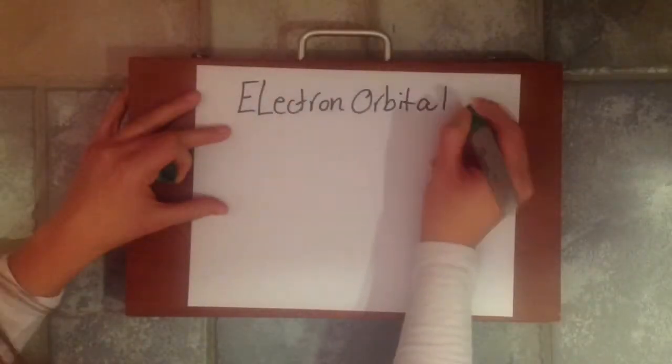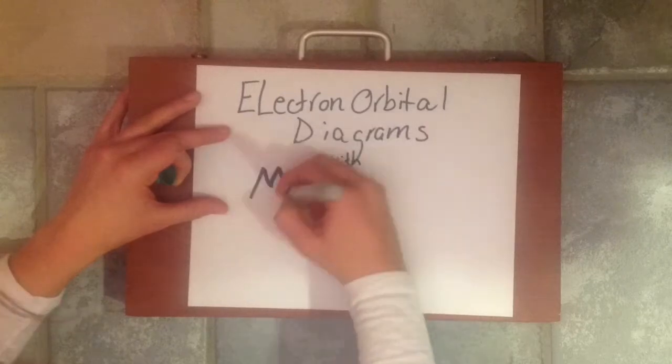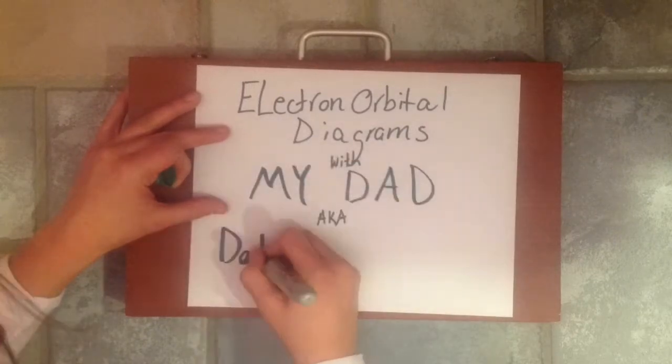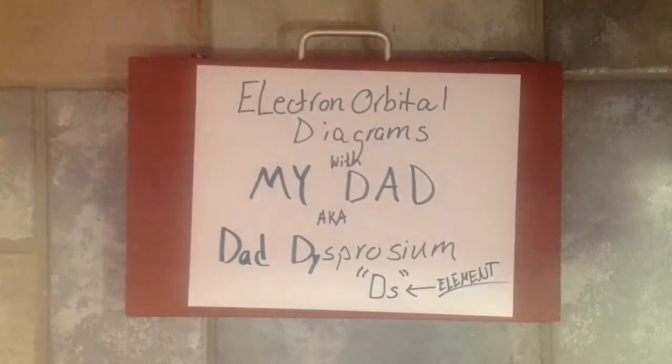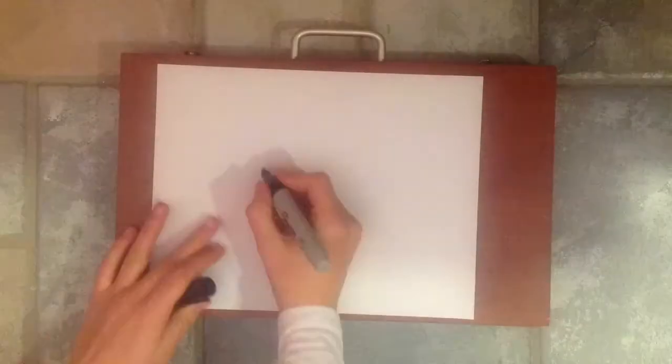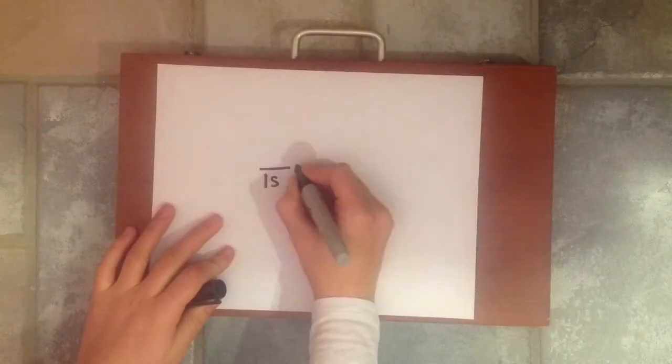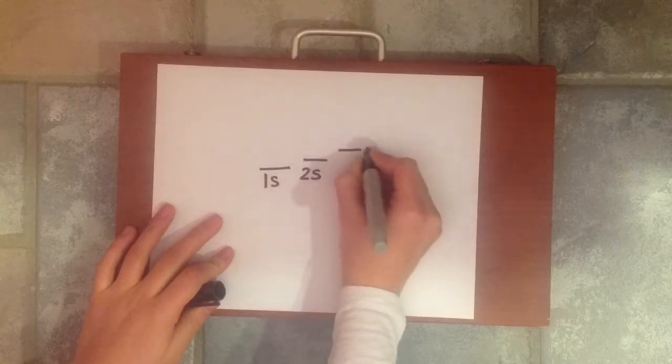For the first segment of DIY Callie, I am actually calling on my dad, Dad Dysprosium, to explain electron orbital diagrams. Orbital diagrams are written as platforms showing the increasing energy. Each platform represents an orbital that can hold just 2 electrons.